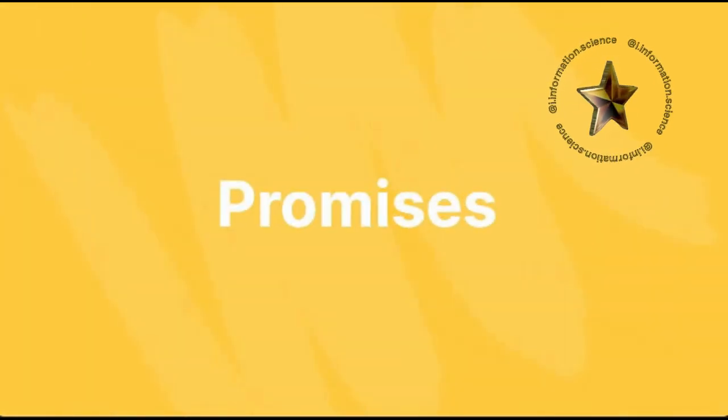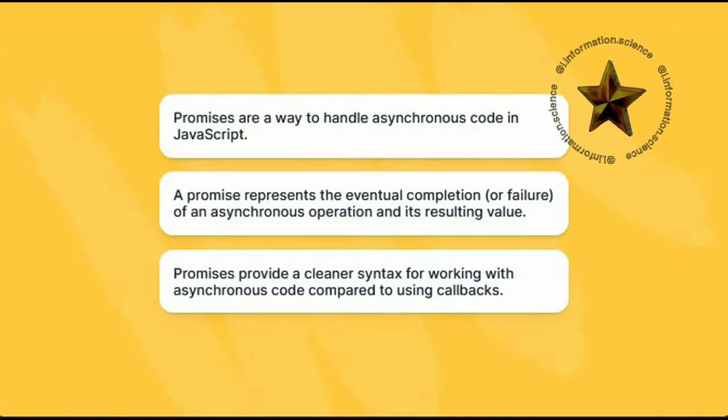Promises. Promises are a way to handle asynchronous code in JavaScript. A promise represents the eventual completion or failure of an asynchronous operation and its resulting value. Promises provide a cleaner syntax for working with asynchronous code compared to using callbacks.